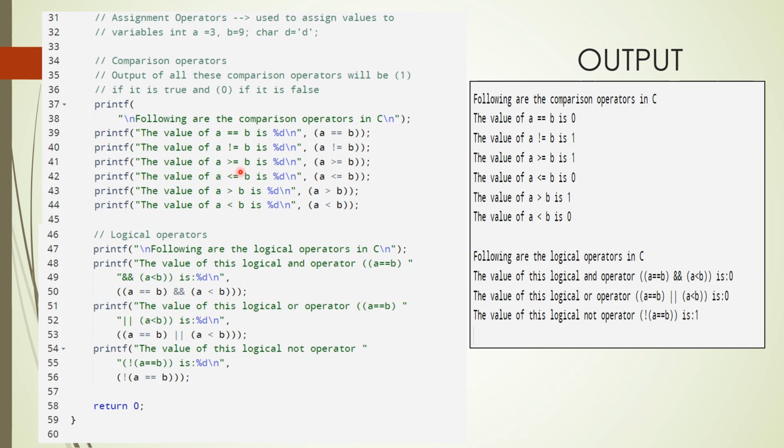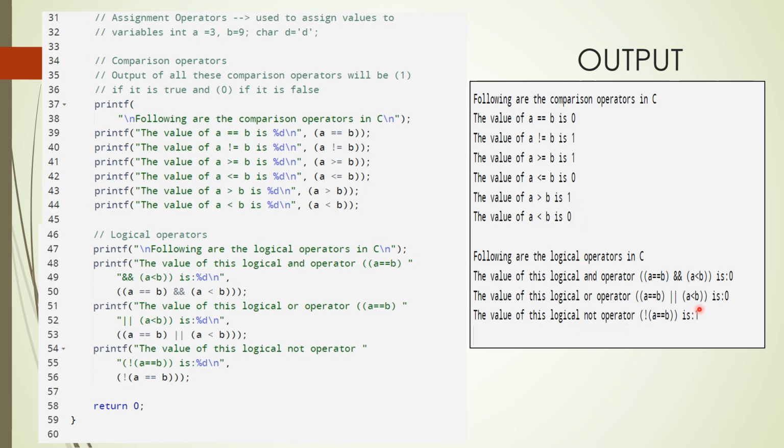And here, a greater than or equal to b? Yes, it's true. And less than or equal to b? No. 3 is not less than or equal to 9, so it becomes false. And the same for a greater than b and a less than b.